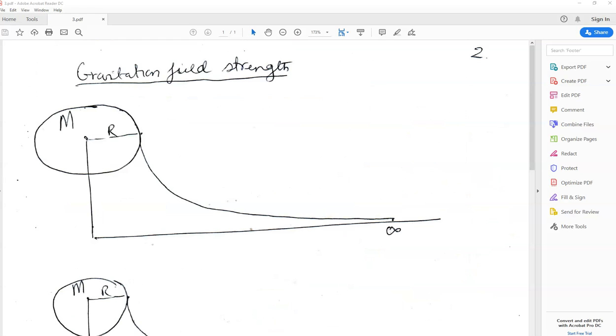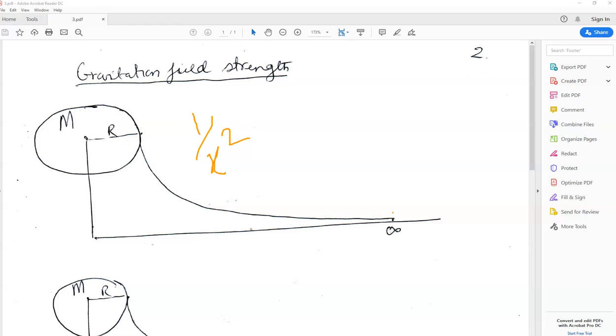So this is something I got. Probably this is going to help you as well. This is the graph of the gravitational field strength, how it varies along with the distance. I've got a mass m. You know that this graph has a shape similar to 1 by x squared.